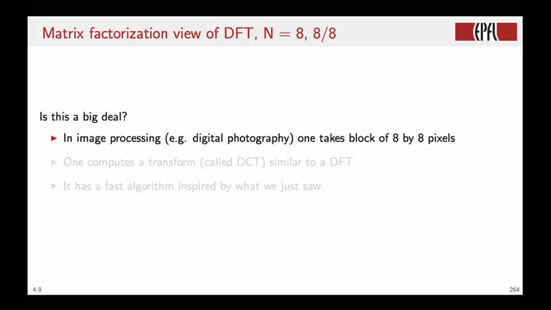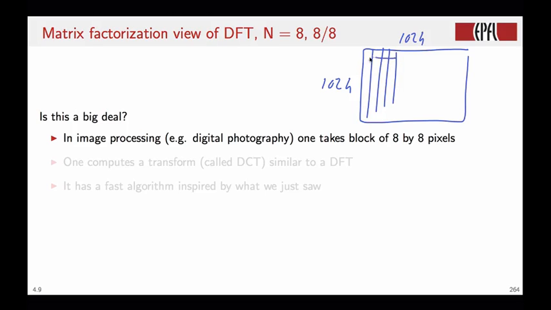Okay, so you might say this was a lot of effort on a very small size DFT. So let's see where this has a real impact in practice. In image processing, if you have a digital camera, you take large images, 1000 by 1000 pixels or something like this, and out of these large images, small blocks are derived. Let's say 1024 by 1024 pixels to make it simple, and then you divide it into small blocks, and the small blocks are of size 8 by 8.